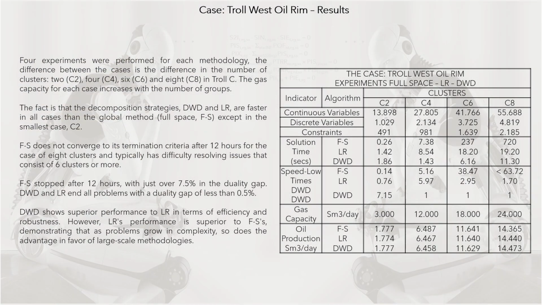4 experiments were performed for each methodology. The difference between the cases is the difference in the number of clusters, 2, C2, 4, C4, 6, C6, and 8, C8, in Troll C. The gas capacity for each case increases with the number of groups. The fact is that the decomposition strategies, DWD and LR, are faster in all cases than the global method, full space, FS, except in the smallest case, C2.